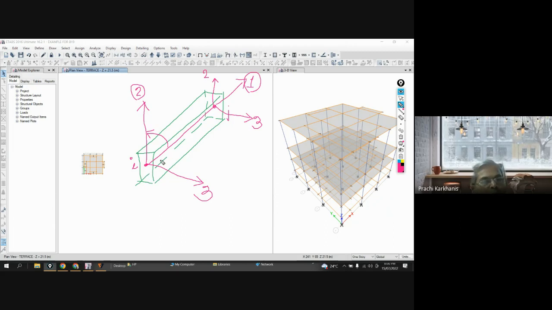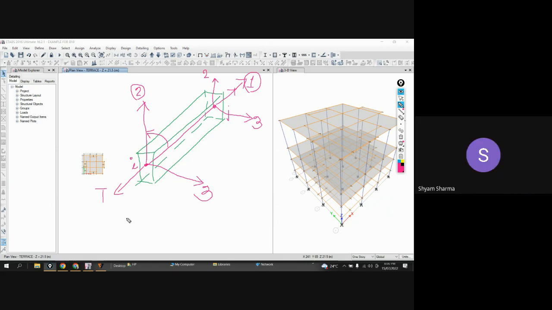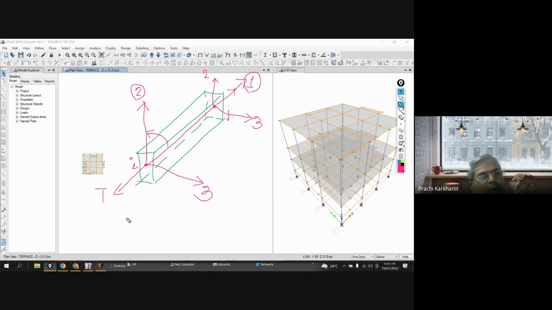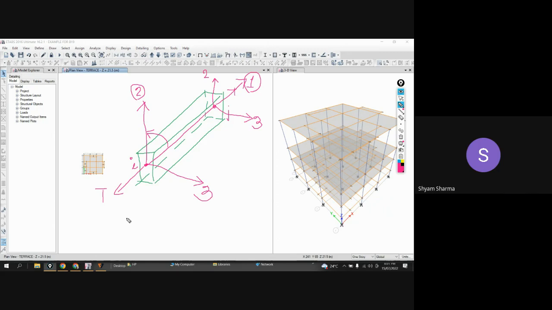Now, if this beam is subjected to axial tension, it will be shown like this. I will call it axial tension. So the tensile forces, axial tension, will be considered positive and axial compression will be considered negative.